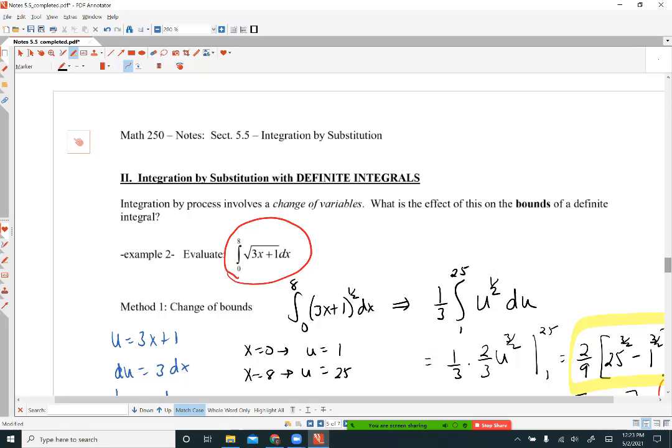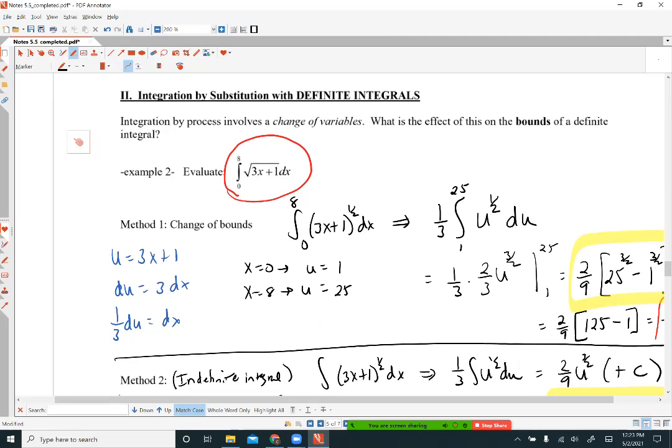So okay, let's do a definite integral with substitution. The square root of 3x plus 1. We don't have to go back to the original variable in this case. The important thing is that we change our limits of substitution, which a lot of students don't do, and I get kind of frustrated with that. But I think MyLab does a pretty good job of emphasizing this.